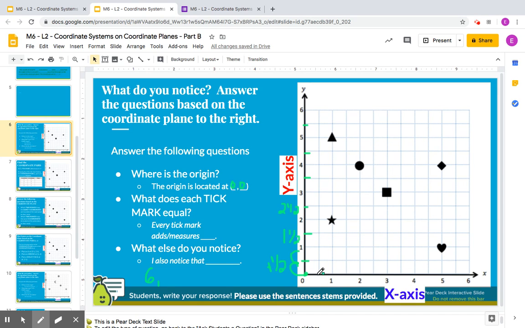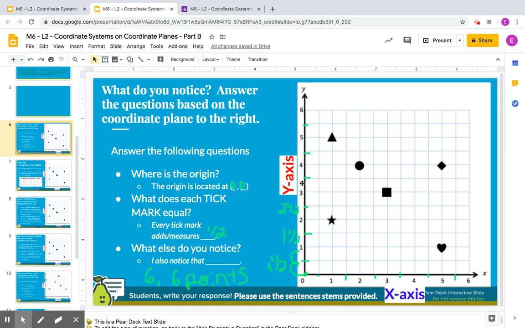This pattern is the same on the bottom. 1/2, 1, 1.5, 2, 2.5, 3, 3.5, 4, 4.5, 5, 5.5, 6. So every tick mark adds or measures 1/2. And I also notice that there are 1, 2, 3, 4, 5, 6 different points out, and they're all labeled as shapes.